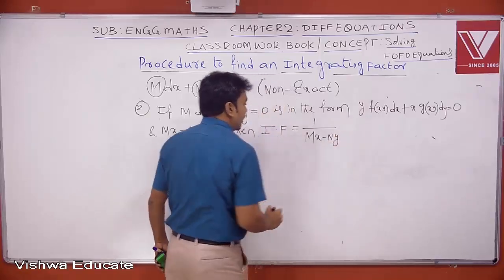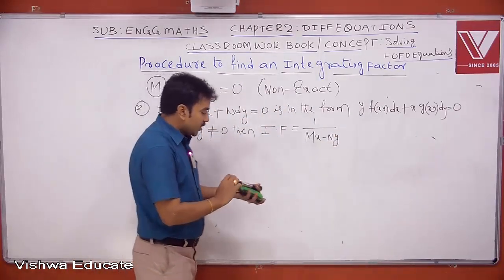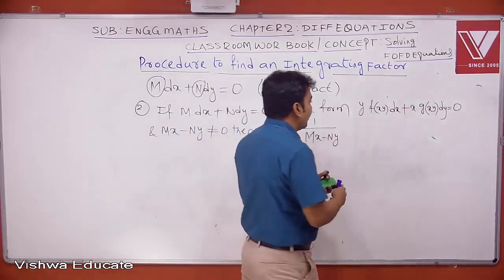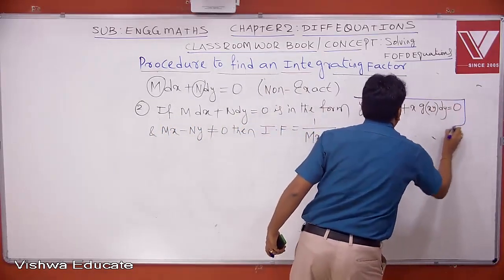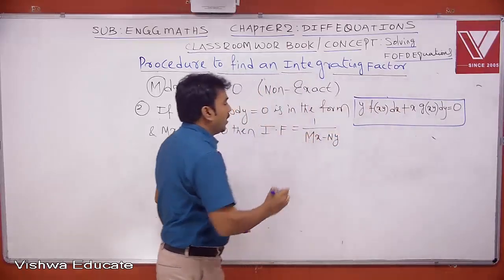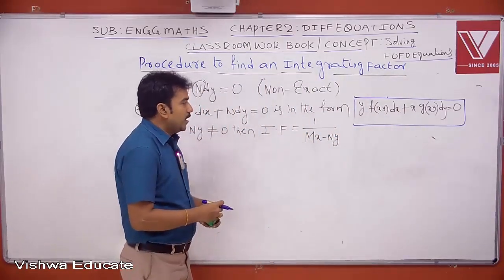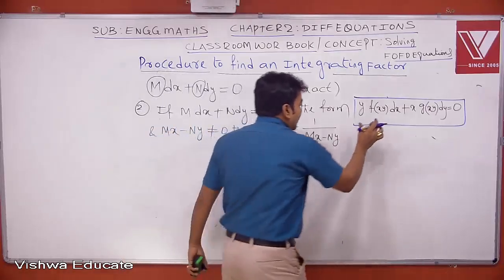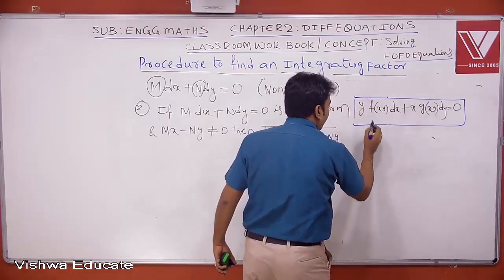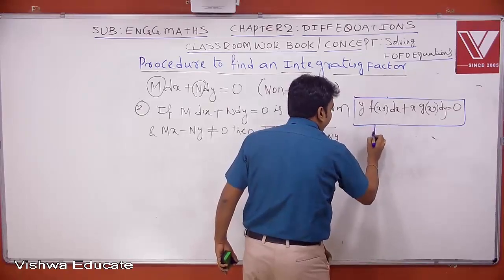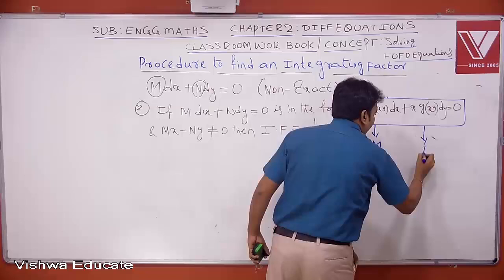Previous case is mx plus ny, now it is mx minus ny. Now let us focus on this form. It is in the form y into f of xy dx plus x into g of xy dy equal to 0. Basically this y into f of xy is m and this x into g of xy is n.